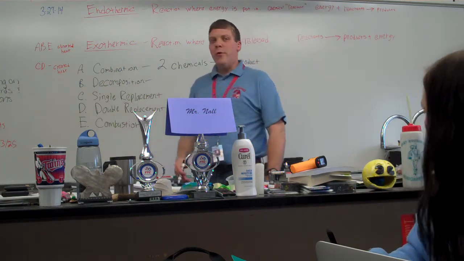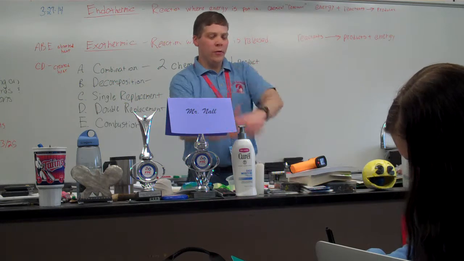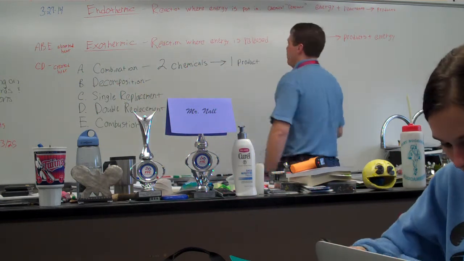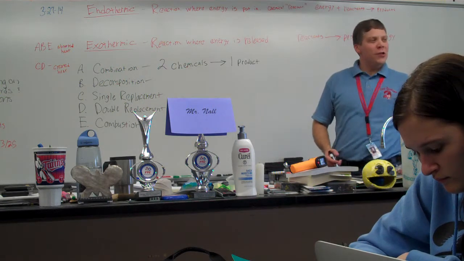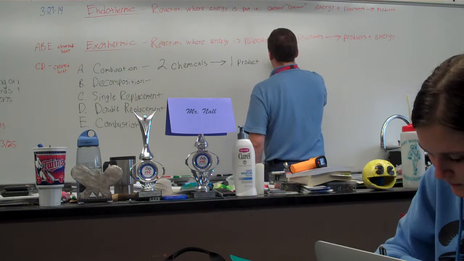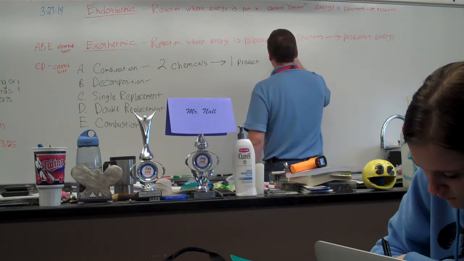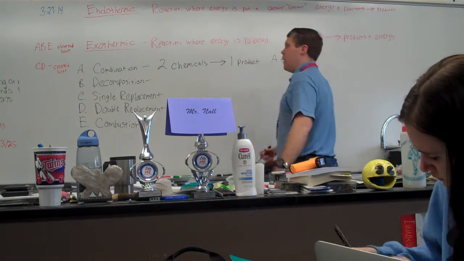It's kind of like making a sandwich. Taking bread, taking meat, putting it together. You say a sandwich? Yeah, sandwich. We're saying a ham sandwich. Okay, so 2 chemicals, 1 product. So A plus B yields AB. That's a combination reaction.